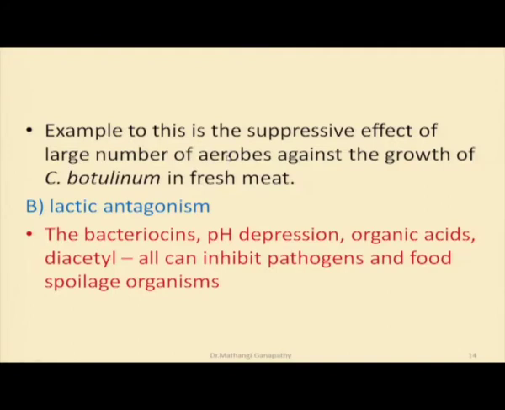An example of this is the suppressive effect of a large number of aerobes against the growth of Clostridium botulinum in fresh meat. Clostridium botulinum, as you all know, is a gram-positive spore-forming organism. The botulinum toxin is extremely lethal. It can cause instantaneous death. And as you know, bacterial spores are very difficult to kill. You require extremely high temperature and pressure. For example, an autoclave at 121 degrees, at high pressure for 20 minutes is required to kill the spores, as you all know.